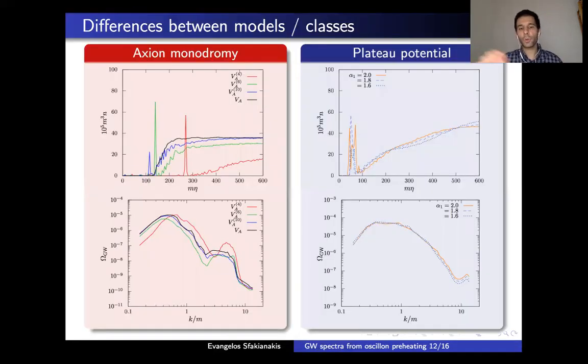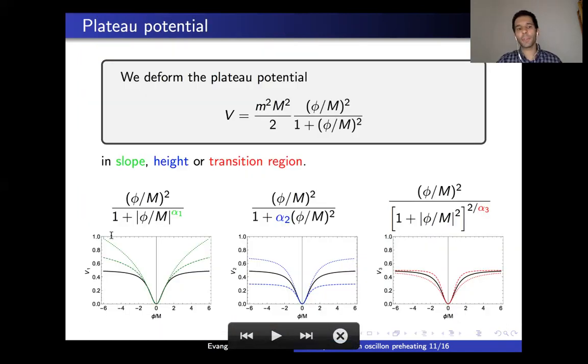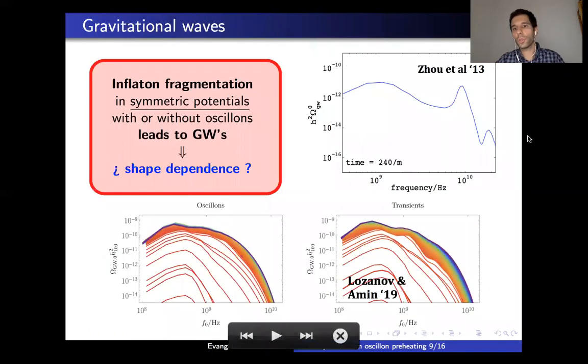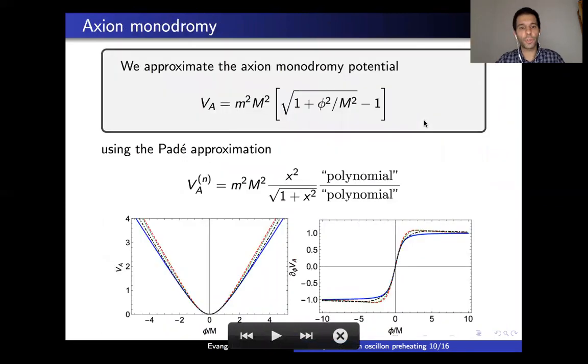So here I just show you the 2 different families, the axial monodromy and the plateau potential. And for the plateau potential, I only take one of the 3 realizations, I only take this alpha 1 deformation. Okay, so there are a few things we see. First of all, let's look at the gravitational wave spectra. We see quite different features, right? For this plateau potential, we see a very smooth spectrum. For the axial monodromy, we see this double bump structure. By the way, the axial monodromy was also the model used in the paper that actually discovered this double peak structure.